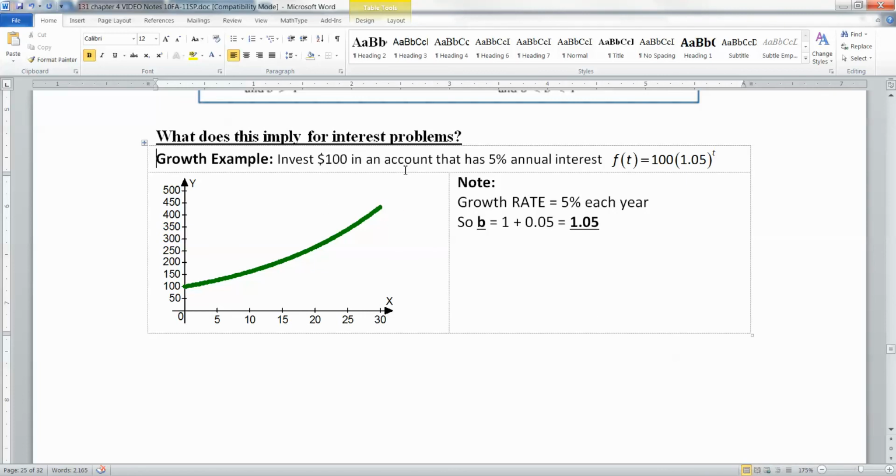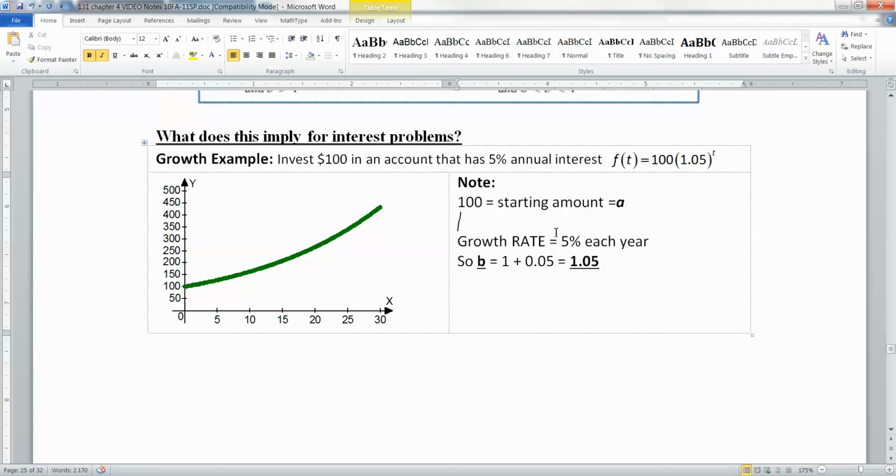But if we have $100 invested in an account, it would look like this. It's got to grow. So 100 is your starting amount, equals A. That's pretty easy for most people. Okay? And then the hard part is the B, right? Your growth rate. You're growing at a rate of 5% each year. So that's how you would explain it.